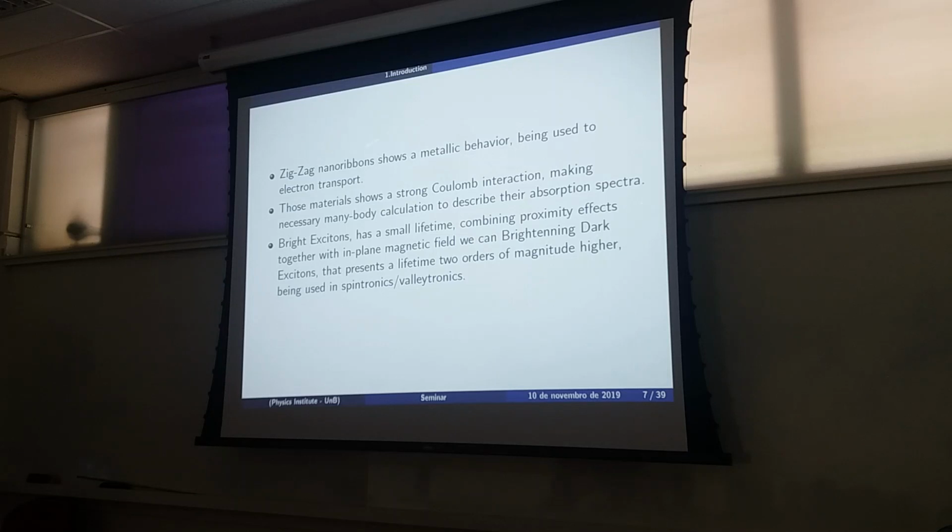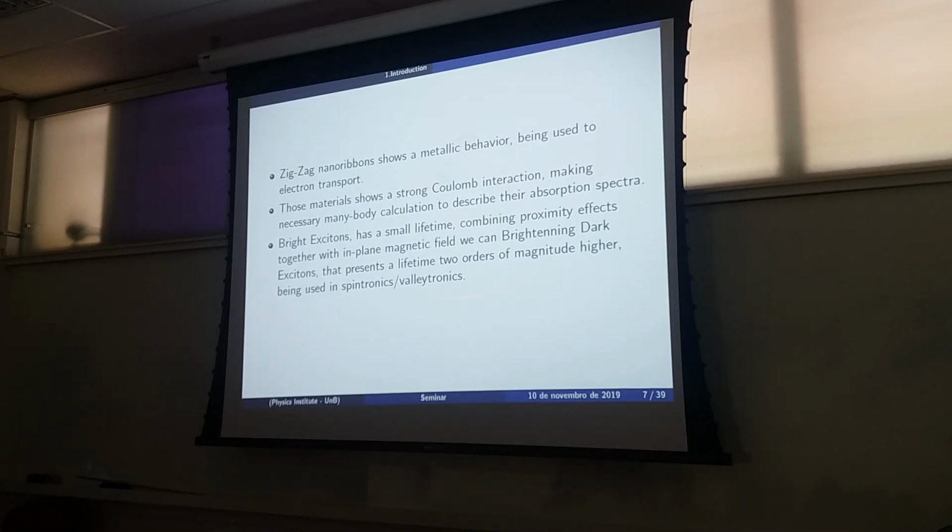Here we are talking about the zigzag nanoribbons. This material has a band gap around 2.2 eV for MoS2. And when we build the zigzag nanoribbons, we have a zero gap. We have a metallic behavior with the states on the edges of the nanoribbon. This material is important to show a strong Coulomb interaction. So we need to consider the many-body effect to describe correctly the absorption spectrum of the material. If you don't consider this, your results don't match with experimental data.